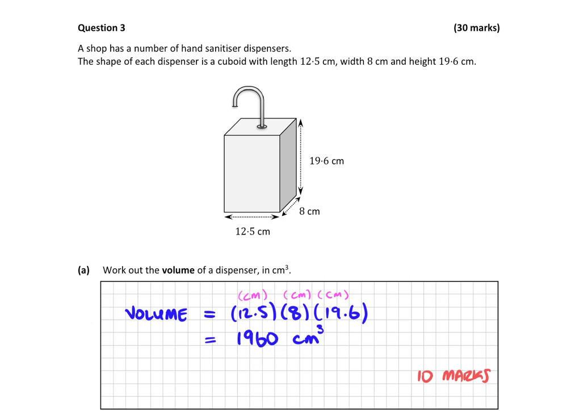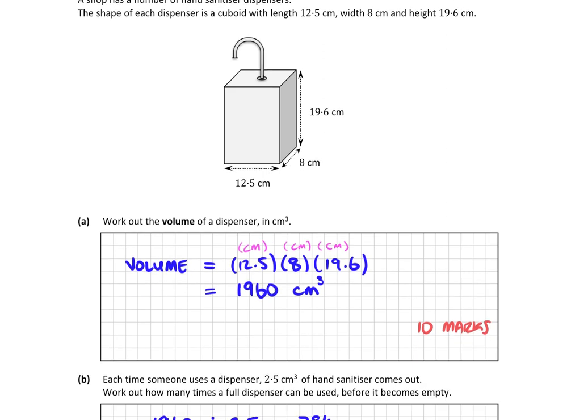We know the unit is centimeters cubed because it gave us the units, but if you weren't too sure where the unit came from, the length was in centimeters, the width was in centimeters, and the height was in centimeters. You should know with the basic skills in algebra that if you multiply centimeters by centimeters, you get centimeters squared. Centimeters squared multiplied by centimeters is centimeters cubed.